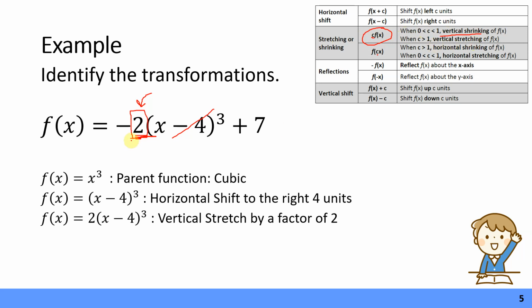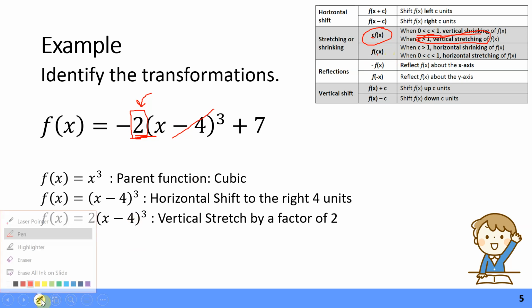How do I know which one it falls under? Well, I look at the number. If the number is between 0 and 1, that means that it's a fraction such as 1/2 or 3/4, then it would have been a vertical shrink. But since the 2 is greater than 1, it means we're going to have a vertical stretch.